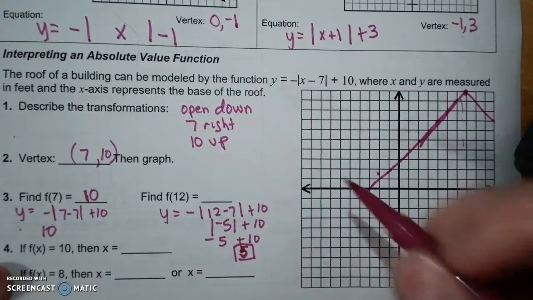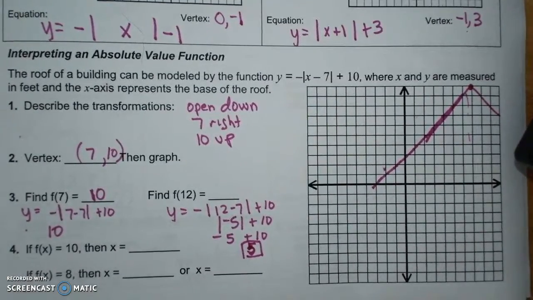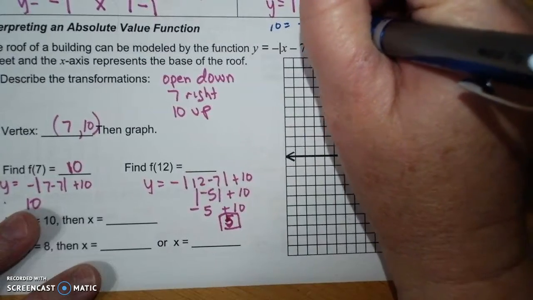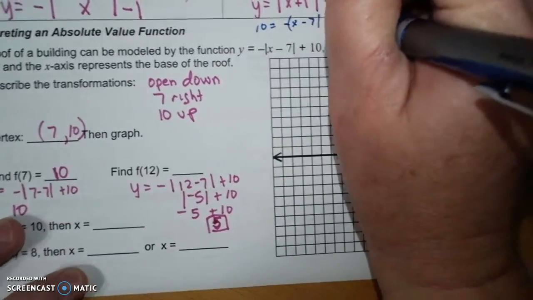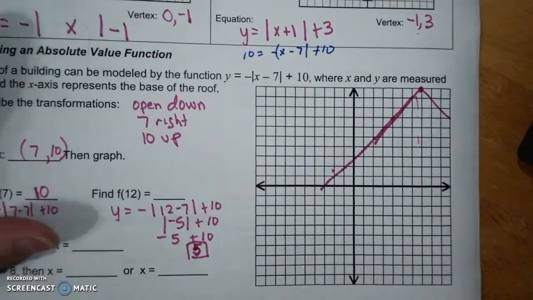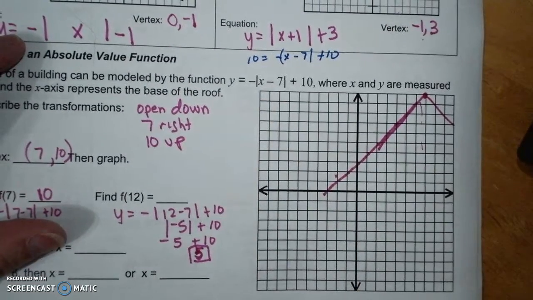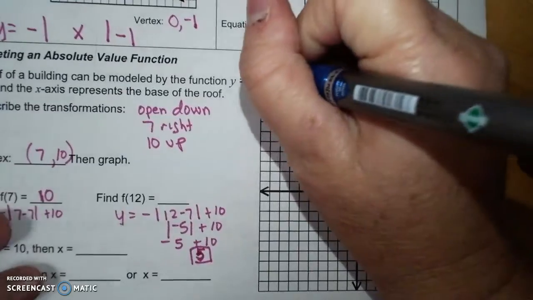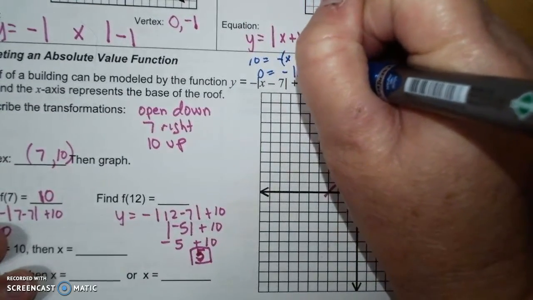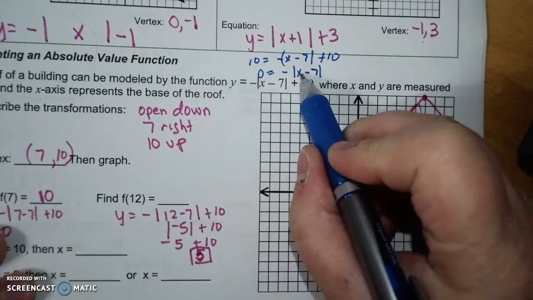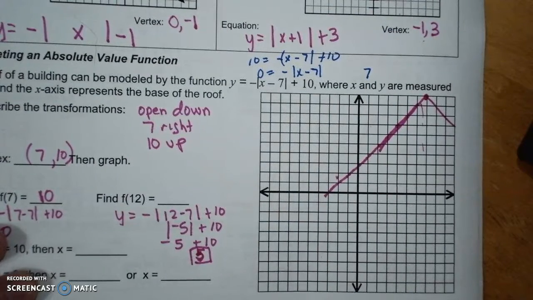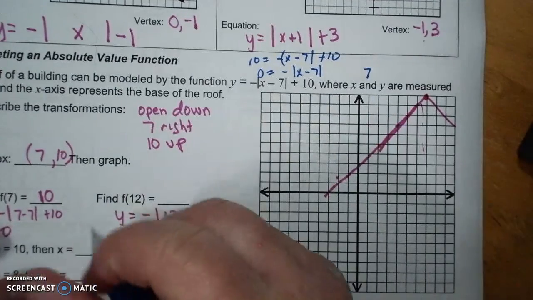Whew, don't have much room. Let me write it in a different color so you can distinguish it. So it says f of 10 and find x. So 10 equals negative absolute value of x minus 7, plus 10. And so I'm going to subtract 10 from both sides. And so I get 0 equals negative absolute value of x minus 7. And then I need that to be a 0, so I can plug in a 7. And that's the only thing that will make it. So that is 7.